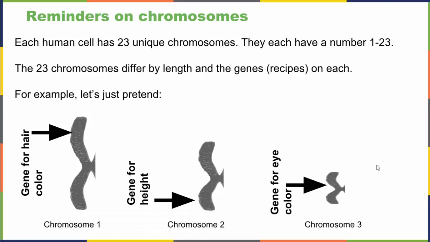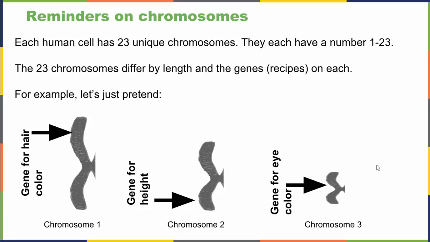Okay, so a little bit more review from what we talked about last lecture. We said last time that each human cell has 23 unique chromosomes. They're numbered 1 to 23 according to their length. So the longest one is called chromosome 1. The shortest one is chromosome 23. So if you see a chromosome of a different length, it would be a different number chromosome.